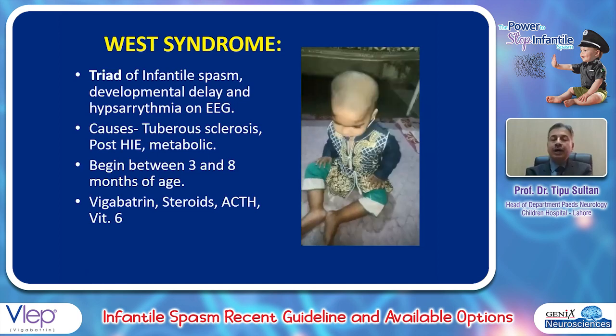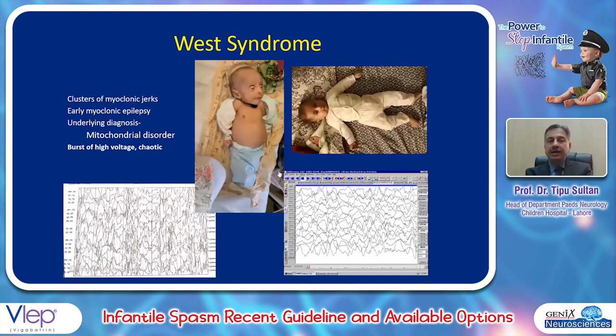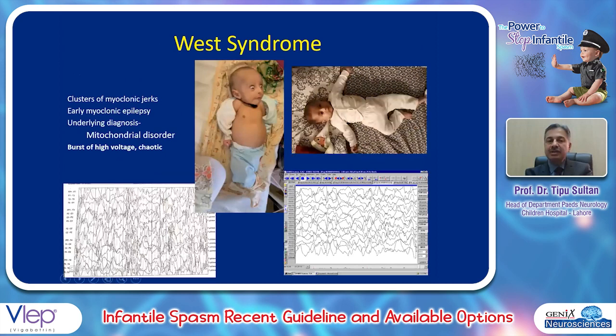And in these children, the EEG is even worse as compared to the one you see in this child, which is classical hypsarrhythmia. In this other child, it is even worse because of the underlying mitochondrial disorder, and the precise diagnosis is early myoclonic epilepsy.